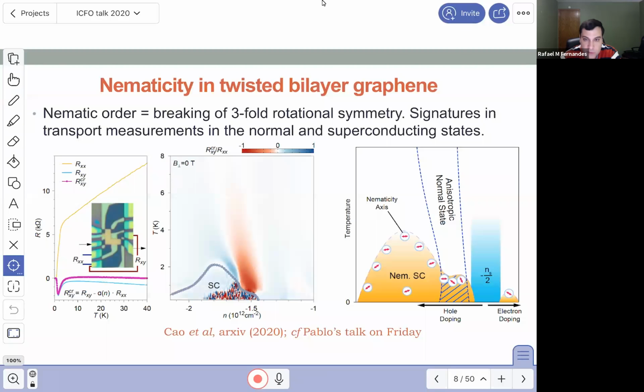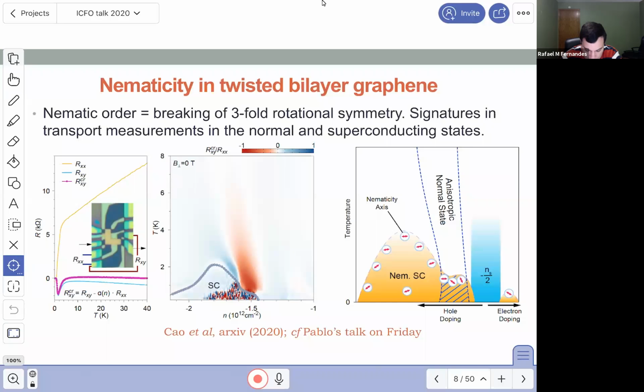I'm sure that Pablo will tell you more about that in his Friday lecture. I just want to quickly mention that this is indeed seen here. So I will skip a lot of details and just say that in this experiment, threefold rotational symmetry breaking appears when this quantity here, the xy resistance corrected, is non-zero. And you see that for a certain electronic concentration as a function of temperature, it's always zero and then becomes non-zero. It goes back to zero here because there's a superconducting phase.